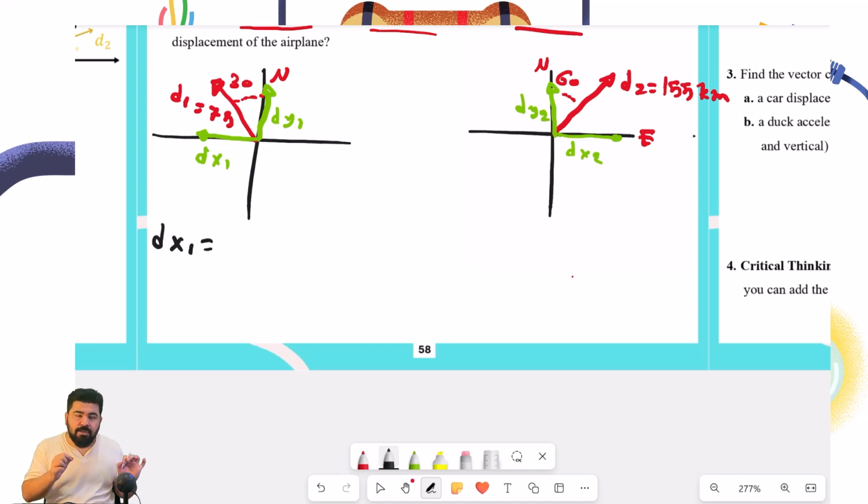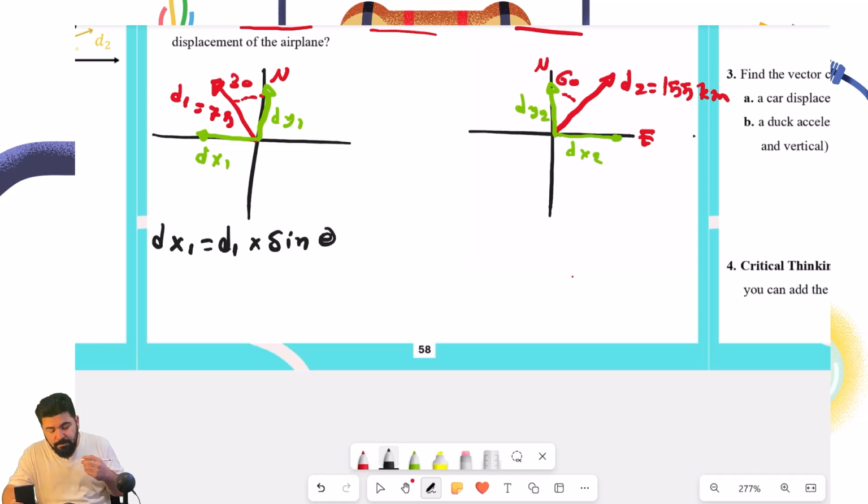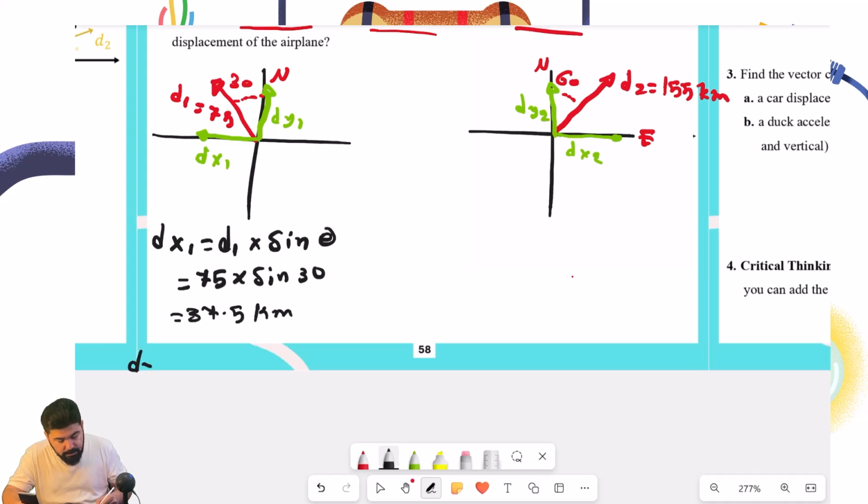Because the angle is made with the y component, dx1 is going to be d1 multiplied by sine theta. Careful, because the angle is made with the y component: sine goes with the x component, cosine goes with the y component. So I have 75 multiplied by sine of 30. We have 37.5 kilometers.